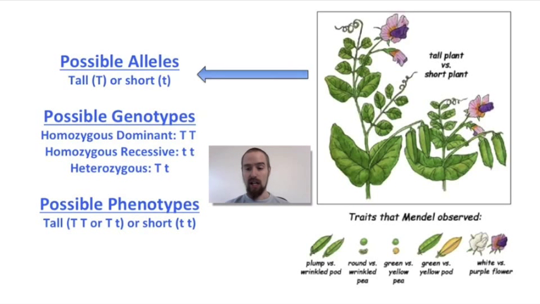Depending on which genotype a pea plant has, it could grow to be tall or short. Because the tall allele is dominant, both the homozygous dominant and the heterozygous genotypes will allow the plant to grow tall, but the homozygous recessive genotype will limit the height of the plant and will keep it short.